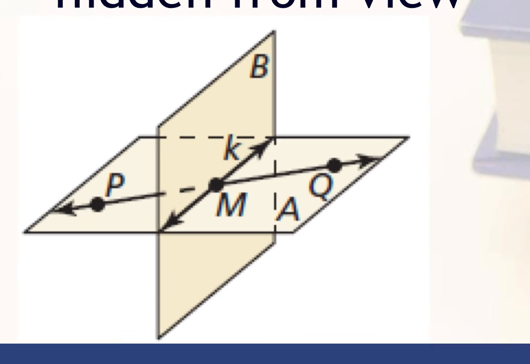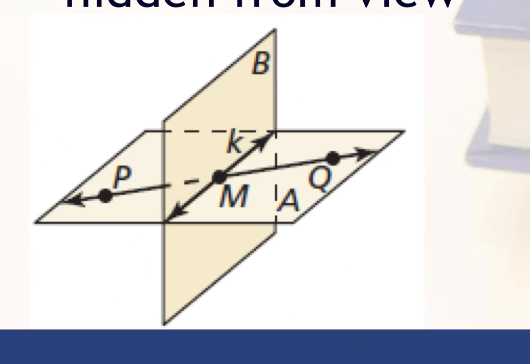So if I look at this, you've got two planes. One's running vertically, one's running horizontally. I could say plane B is the vertical one and plane A is the horizontal one. They meet at line K, which is the line where these two planes meet. There's another line running along plane A at PQ.